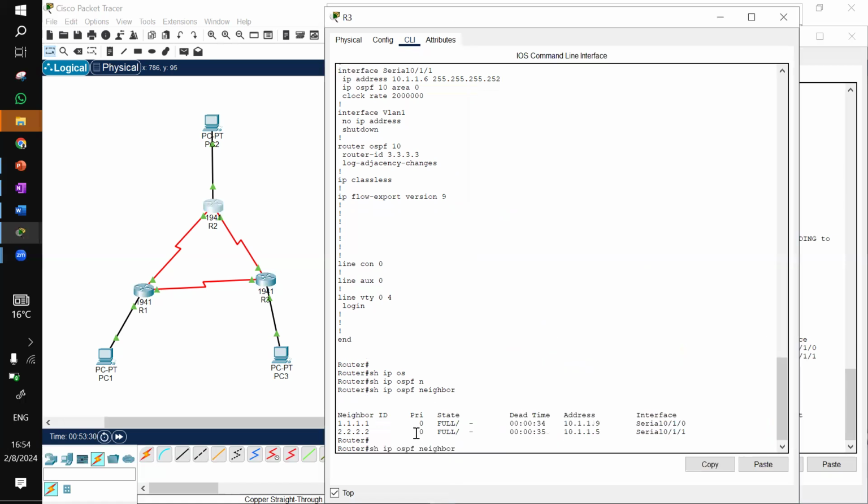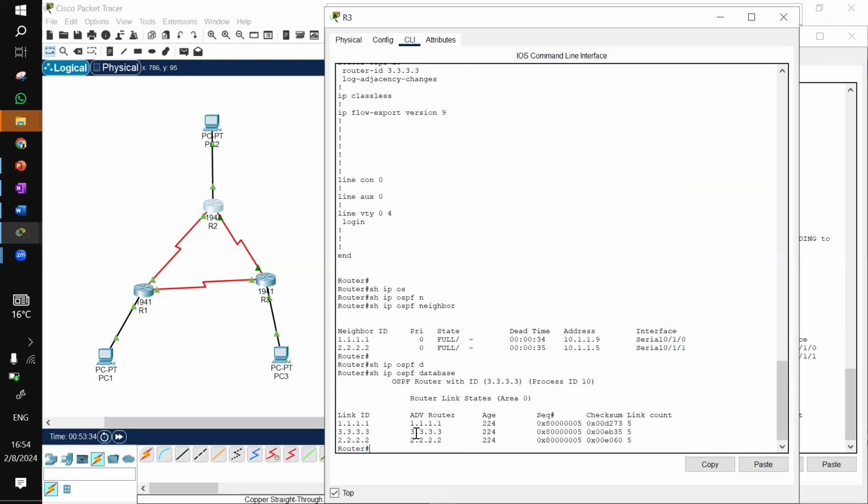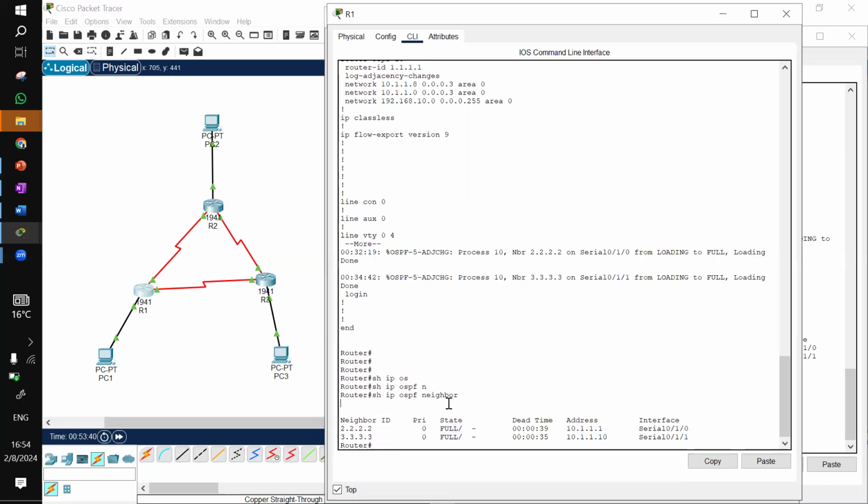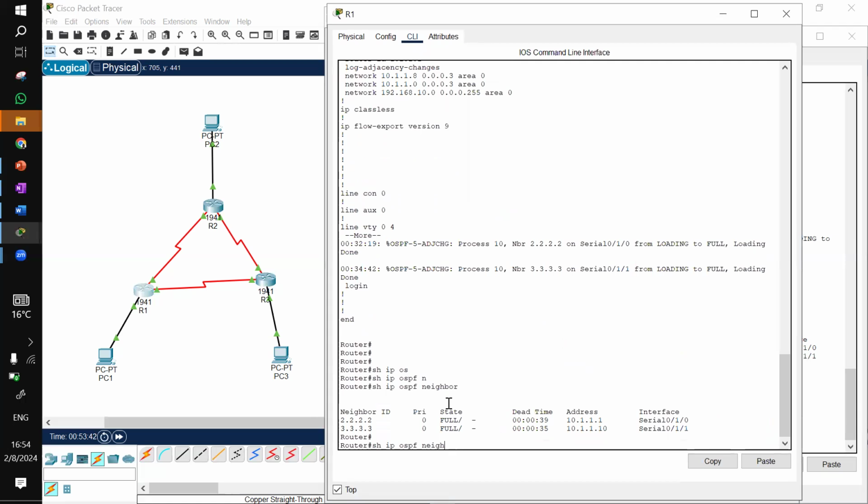For router number 1, database, we have 1, 2, 3 proper. It's 1, 3, 2. Okay, same difference. For router number 1, let's show our database.